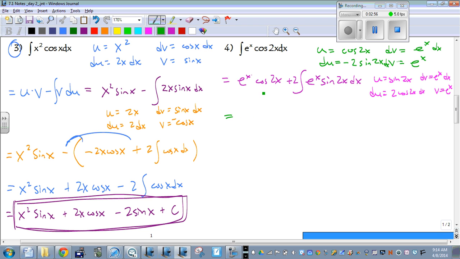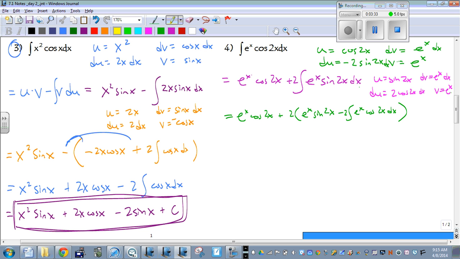So the first part here stays again, e to the x cosine of 2x, plus 2 times this whole thing, right? That 2 is outside the integral. This integral is going to be replaced with that integration by parts formula. So we have u times v, e to the x sine of 2x, minus the antiderivative of v du. So I'm going to keep that constant out again. And then we get e to the x cosine of 2x dx. Not looking any better.